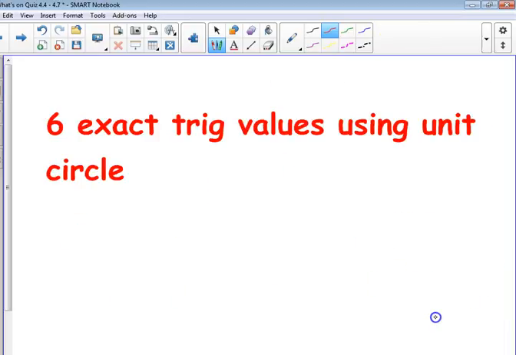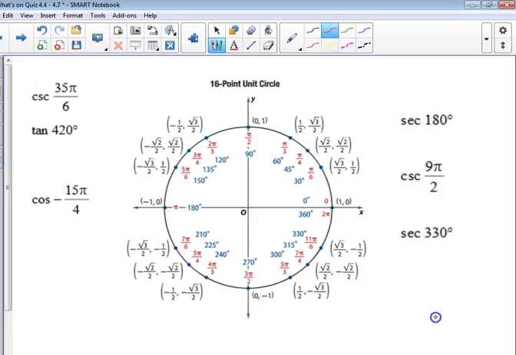6 exact trig values, and it doesn't say using your unit circle, but okay. Does this look familiar, guys? It's been on the last 2 quizzes. They're only worth 1 point apiece, but there's 6 of them on there because I'm going to keep hitting this till we can use that unit circle, okay? We can go through these real fast. Again, these are not pretty numbers.